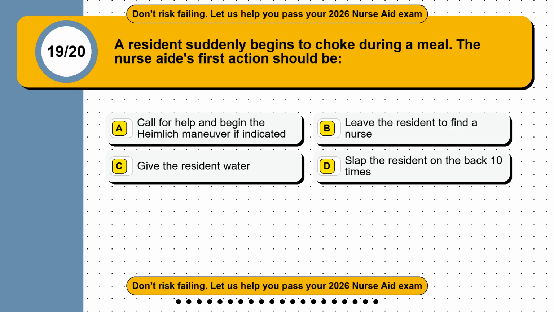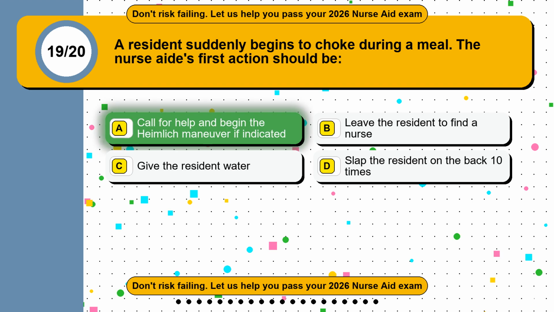Question 19. A resident suddenly begins to choke during a meal. The nurse aide's first action should be: option A, call for help and begin the Heimlich maneuver if indicated. Option B, leave the resident to find a nurse. Option C, give the resident water. Option D, slap the resident on the back 10 times. The correct answer is option A, call for help and begin the Heimlich maneuver if indicated.